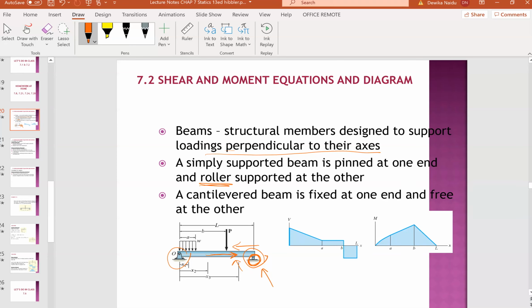A cantilever beam is fixed at one end and free at the other. A cantilever beam is mostly embedded inside the wall, so you literally cannot see this part because it is inside the wall. It's a bit different because there is no pin support or anything. It just looks like something protruding out from the wall. Okay, so let's move on.